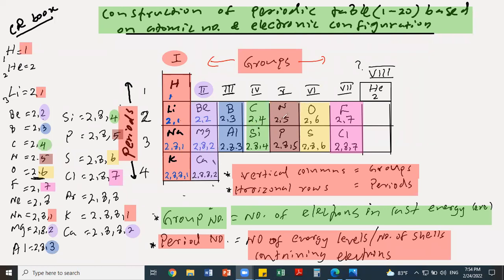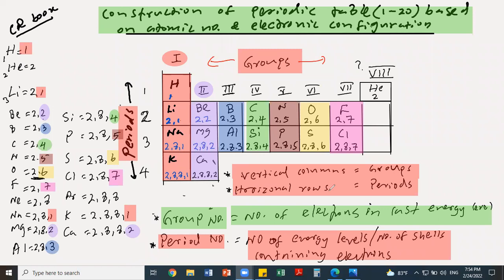Your textbook has not given this table this way. I mean, they haven't given it with the configuration. They have not given it with the configuration, and they have not given only this table alone either, like this, with the group and period. They are going with the long form and with the electronegativity, and I'll show the textbook also.